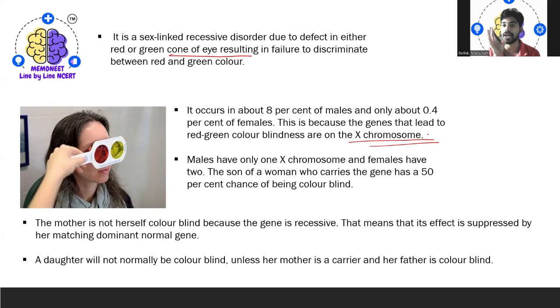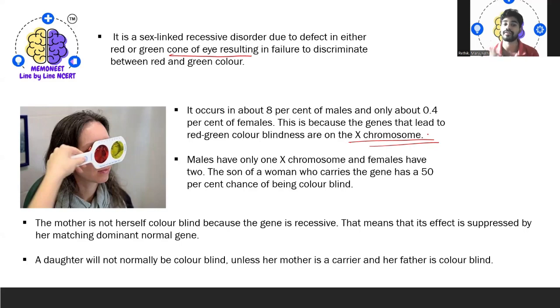So if an affected, that is a carrier, mother is married to a normal father, as a result, what happens? In the next generation, the daughter will be a carrier or a normal daughter. But among the sons, the chance of expression is 50%. That means one among two sons may get this color blindness. That is what the pedigree analysis says.